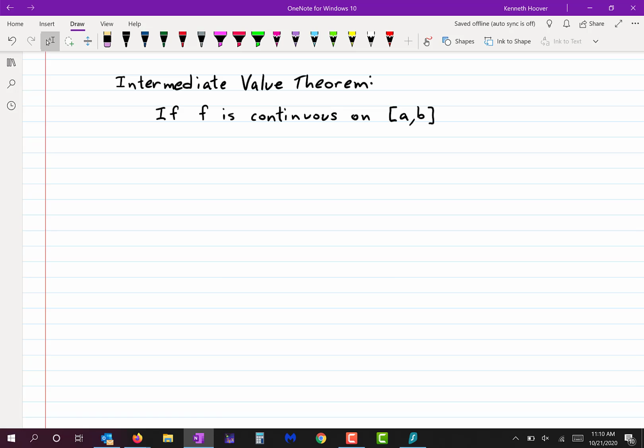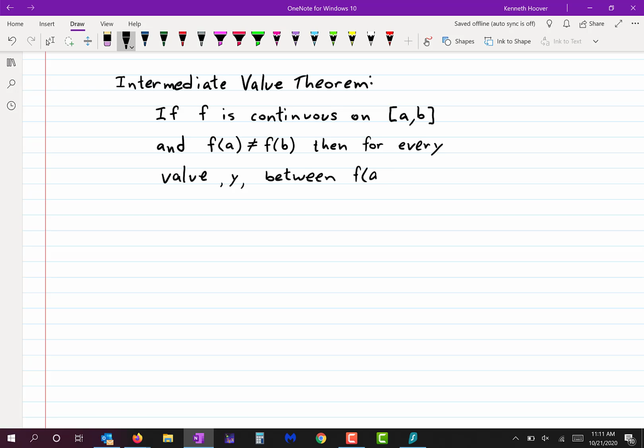If f is continuous on the closed interval from a to b, and f of a does not equal f of b, then for every value, let's call it y, between f of a and f of b, there is some c between a and b such that f of c equals y.